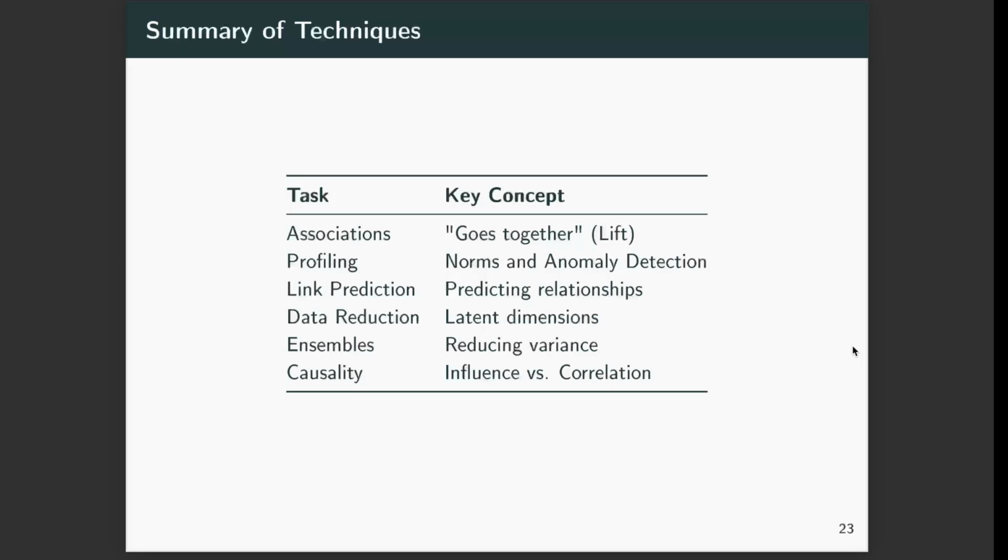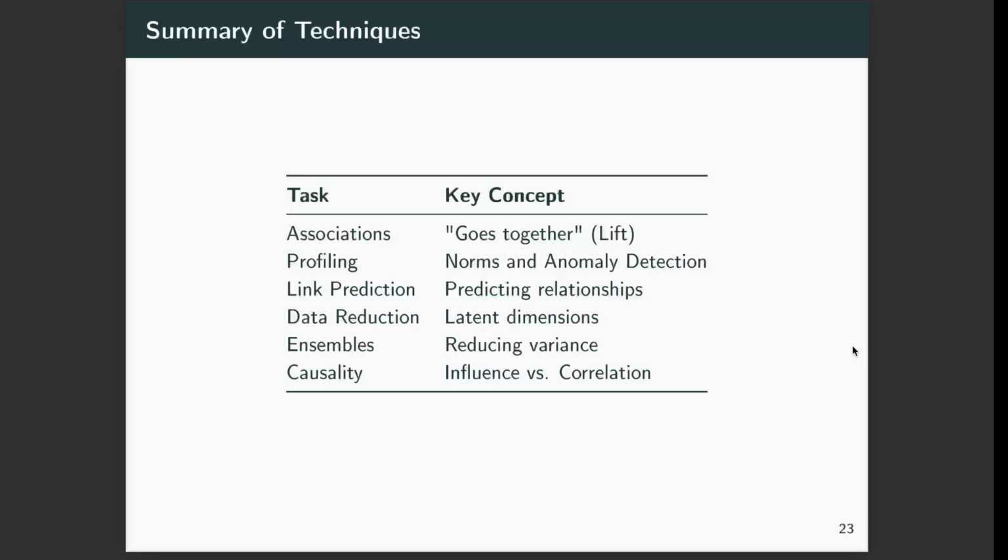Then we covered data reduction and latent information. The key concept is that underlying high-dimensional data, there are often low-dimensional latent dimensions, hidden factors like quirkiness or intellectual appeal that can be extracted through matrix factorization and used for recommendation and analysis.